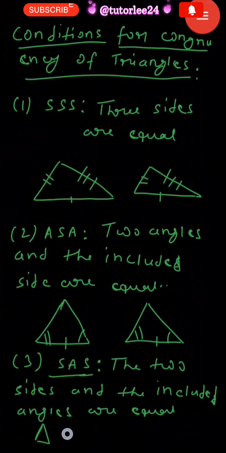Suppose there are two triangles, this is given, and here this side equals this side and this side equals this side and this angle equals this angle. It means this side is equal, this side is equal, and in between these two sides, this angle is equal. So by SAS, side angle side property, we can say that these two triangles are congruent to each other.